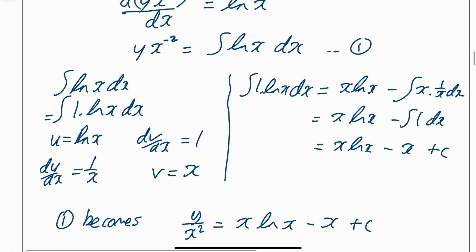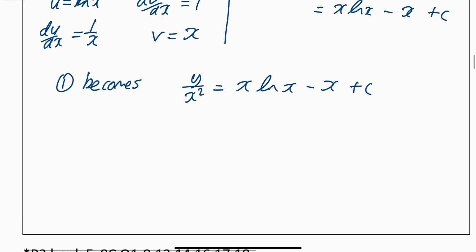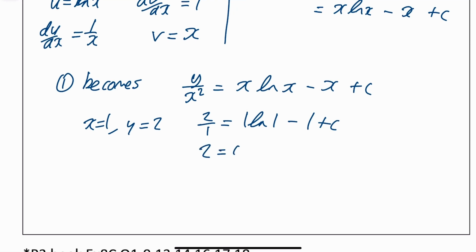And then we'll just go ahead and look at the constants. So it tells you in this question, y equals 2 when x equals 1. So let's just put that in. When x equals 1, y equals 2. That's going to be 2 over 1 is equal to 1 times ln of 1 minus 1 plus c. Ln of 1 is 0, so that's just 2 is equal to 0 minus 1 plus c. Wee bit of working out, 3 equals your c.